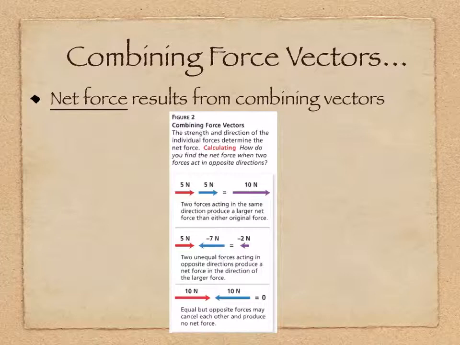Opposite directions, you're going to be subtracting. So 5 minus 7 is negative 2 newtons. So the net motion of that is 2 newtons to the left. That's how you would describe it. And if the forces are balanced in equal and opposite directions, there is no motion. They're balanced out.